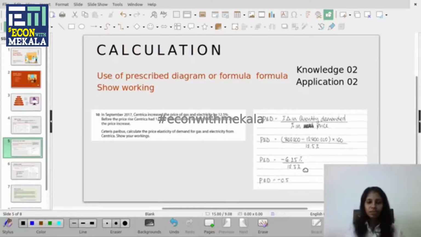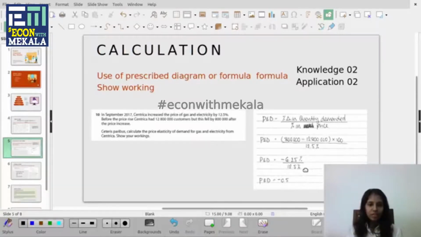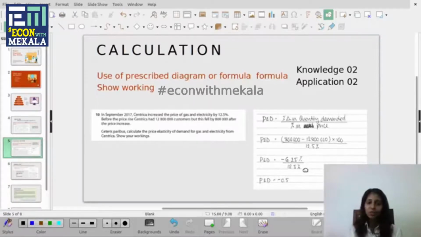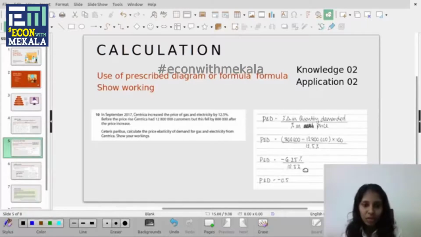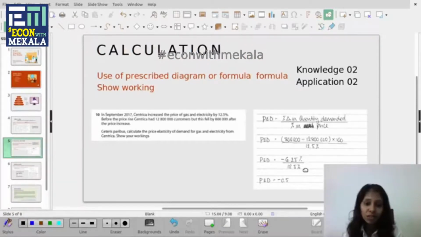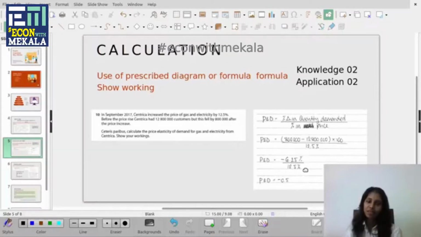So if you look at a question like this: in September 2017, Centrica increased the price of gas and electricity by 12.5%. Before the price rise, Centrica had 12,800,000 customers, but this fell by 800,000 after the price increase. So what is this small paragraph? This is a case study. This is a small case study you should use when you are answering your question.